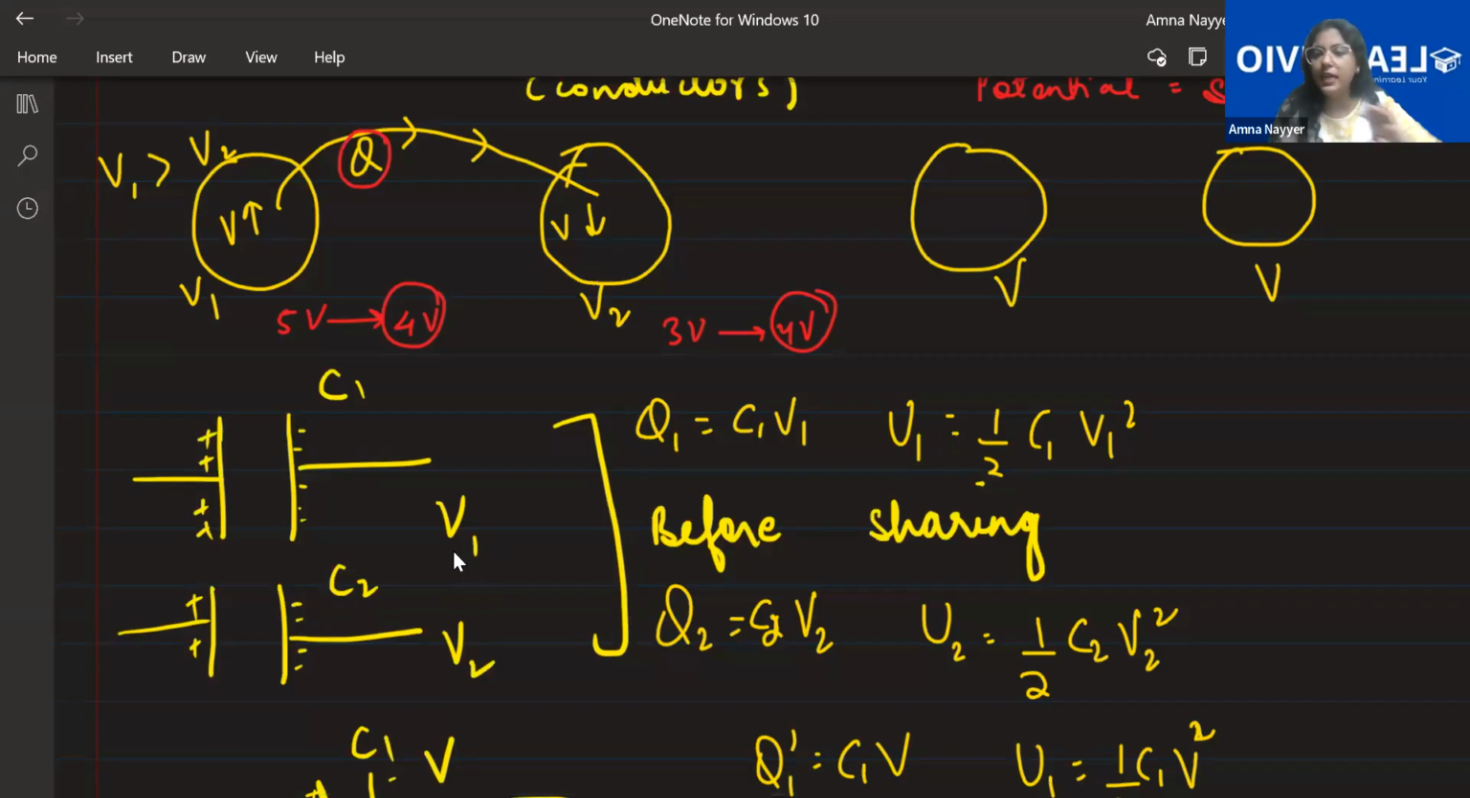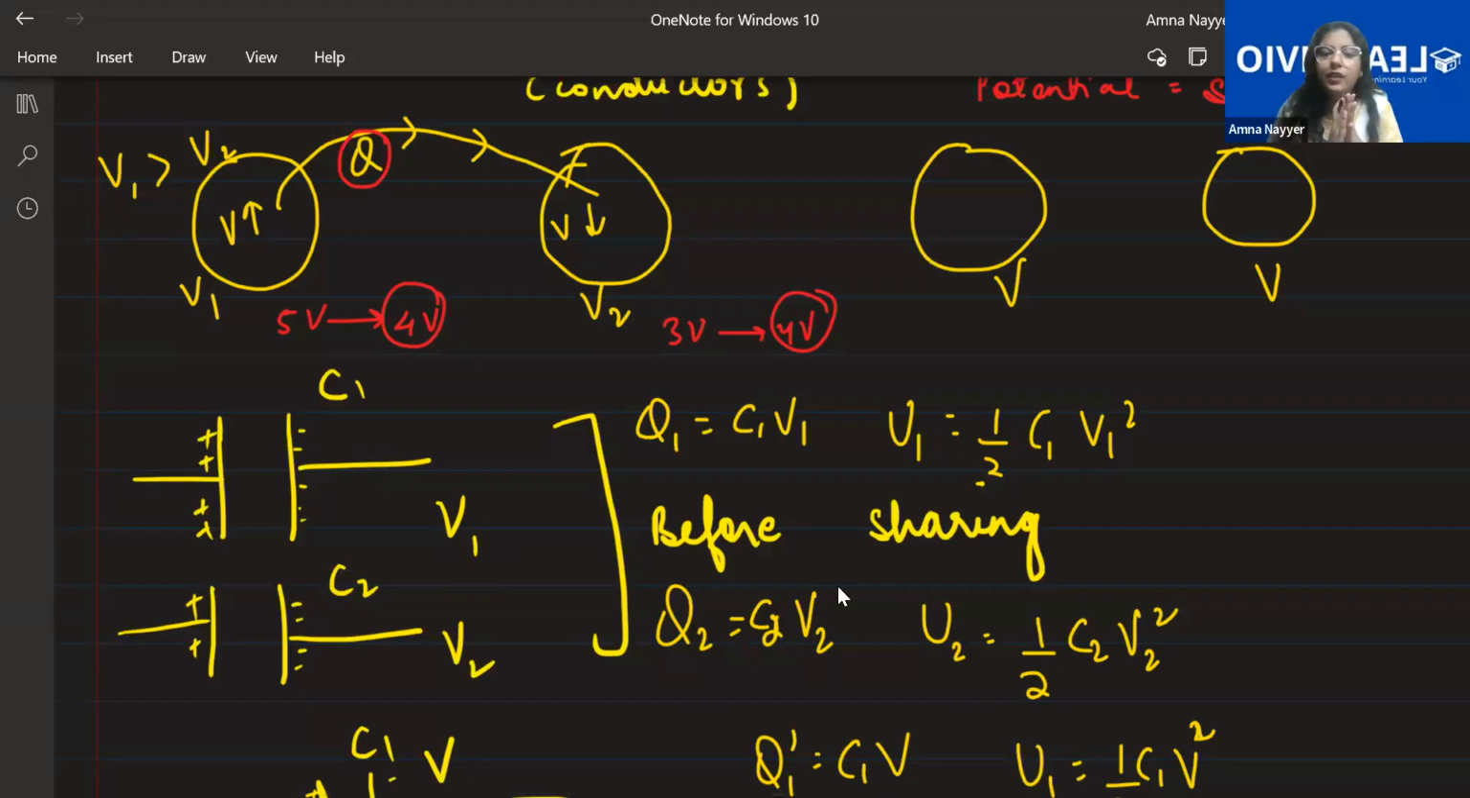You have just taken it and you are just taking its data. C1 is there, V1 is the potential. The charge will be C1 into V1. Energy will be half C1 V1 square. This is before sharing. And what about C2? Charge will be C2 V2. Energy will be half C2 V2 square. Okay, all these things are before sharing.